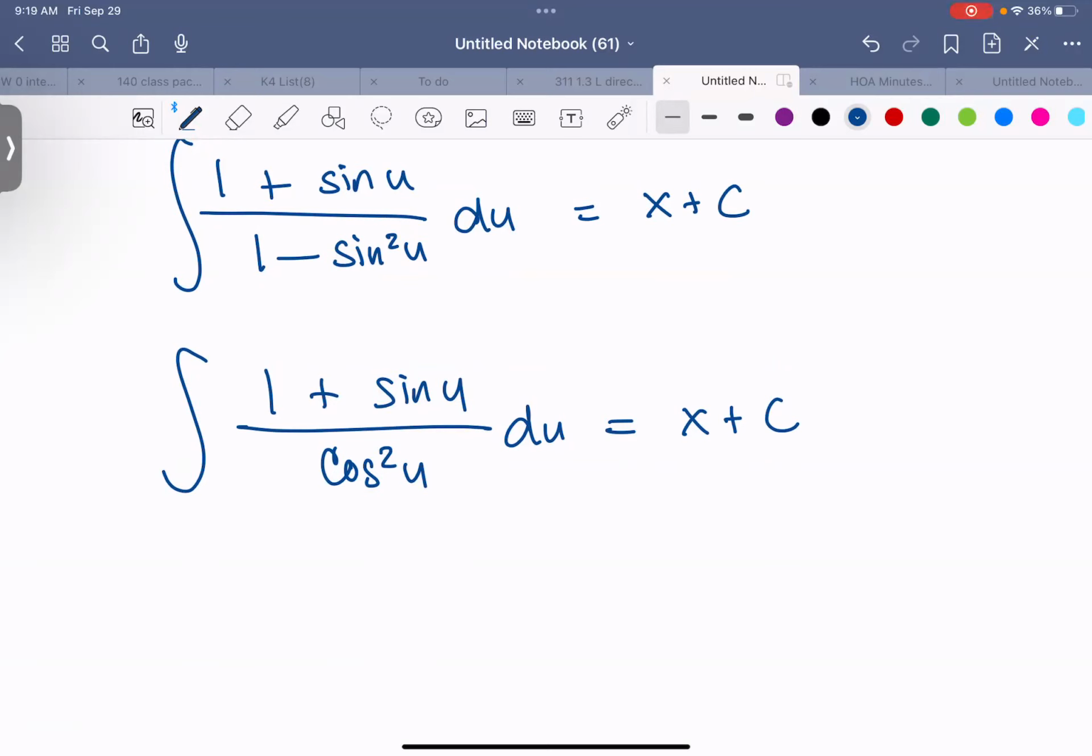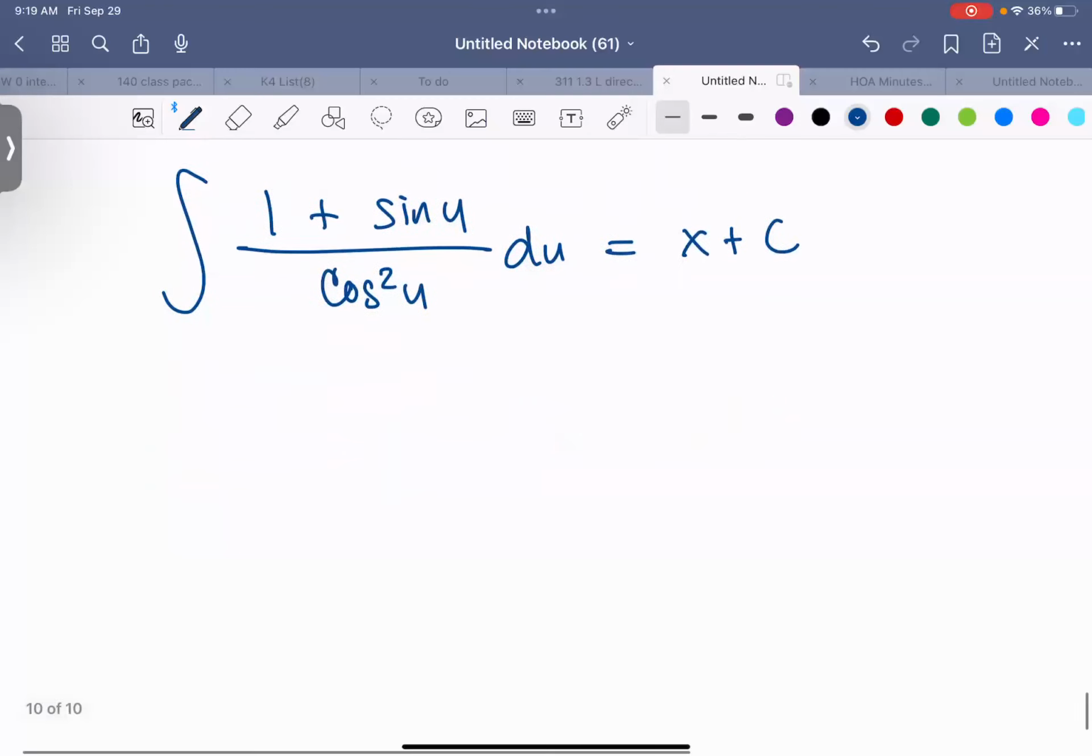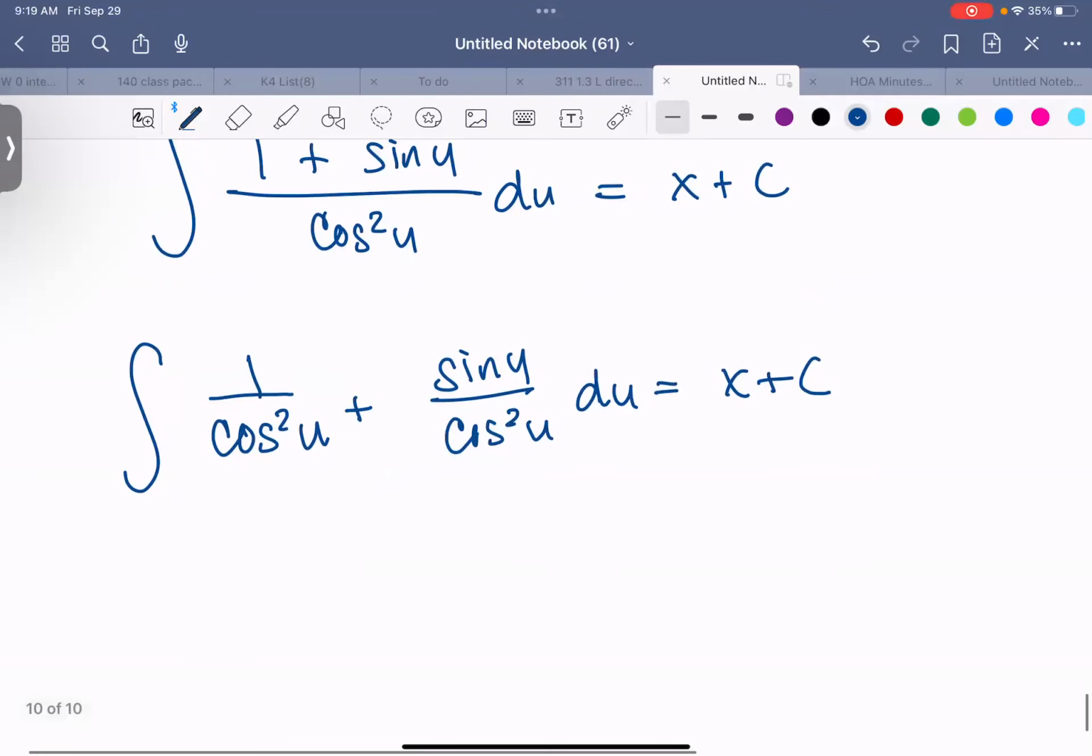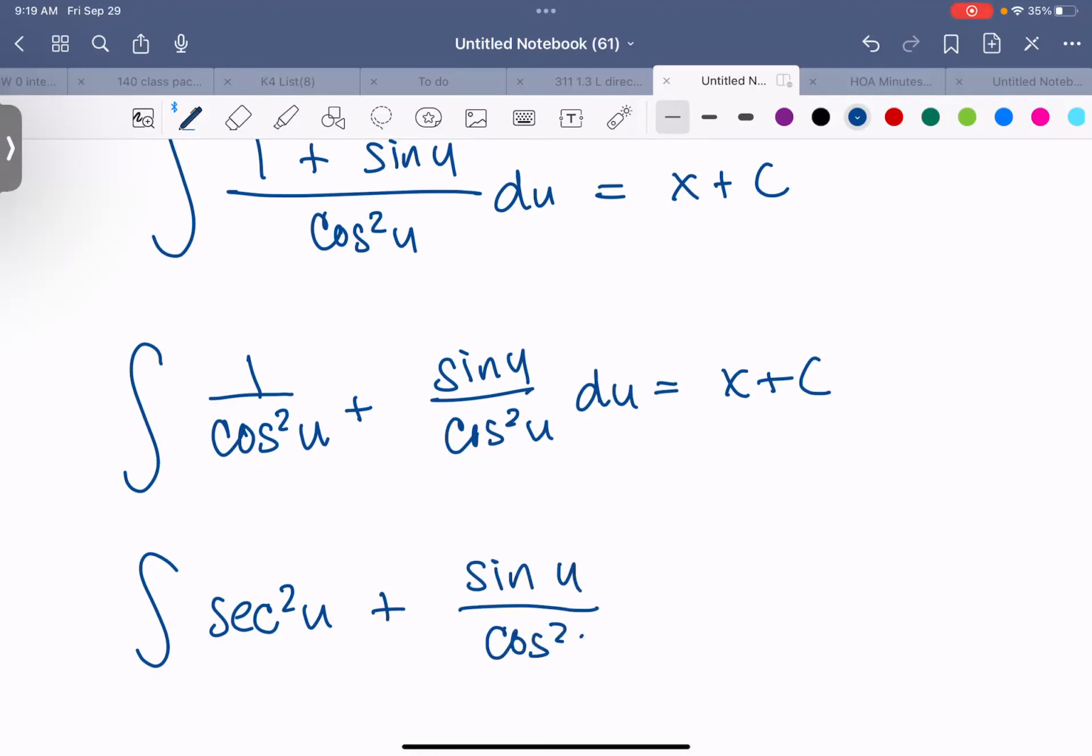Okay, now usually we would then sub for the bottom, right? So you would want to sub for cosine, and the derivative is sine, which is kind of there, but there's also a +1 in the way. So I should probably do something else first. I'm going to divide through. So this will become 1 over cosine squared u plus sine u over cosine squared u du. One over cosine is secant, so this becomes secant squared u plus sine u over cosine squared u du.